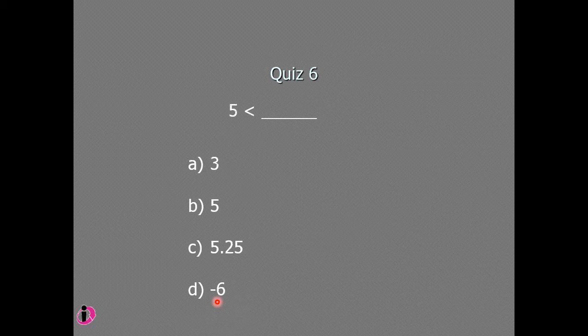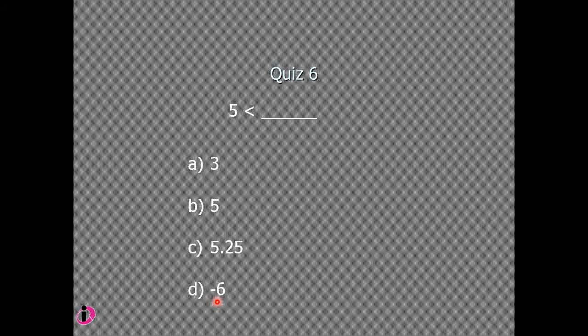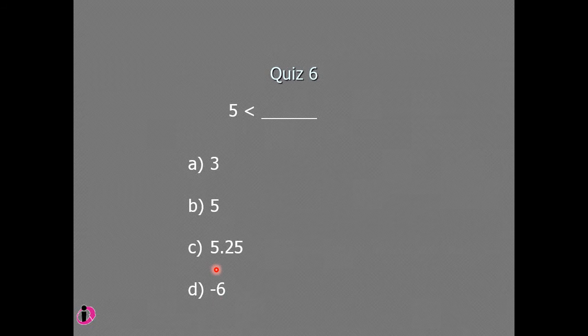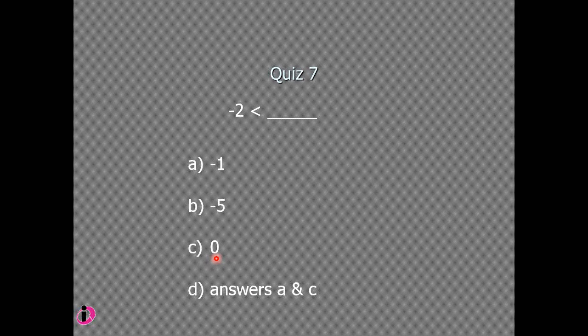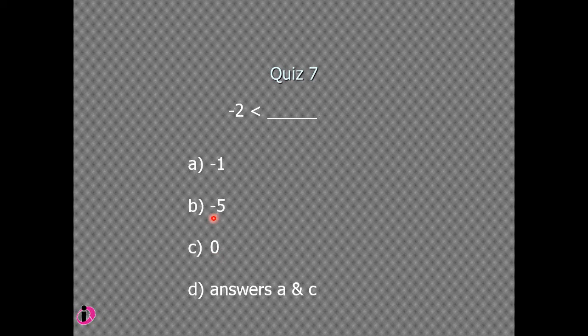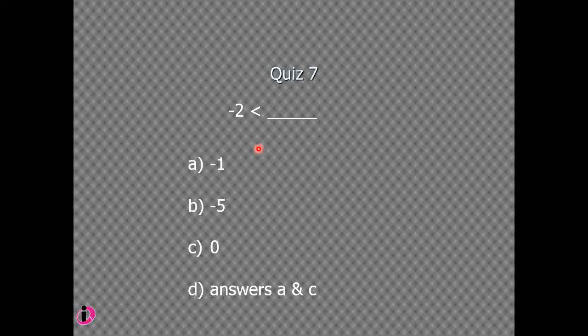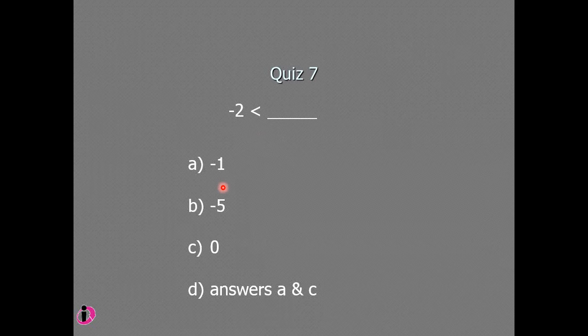5 is less than C, right? 5.25. That's the only number that is greater than 5, right? Negative 2 is less than A and C both, right? Because negative 2 is less than negative 1, and also negative 2 is less than 0, right? So the right answer is D.